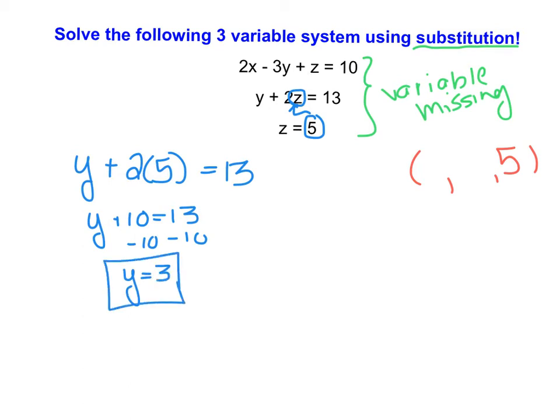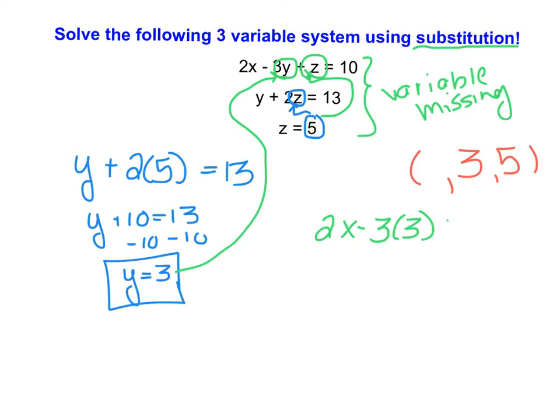So already in just a few seconds, we've found our second variable, and we know that the y value for this ordered triple is equal to 3. And then we can use substitution again and say, well, we know what y is equal to, and we know what z is equal to. So if we substitute those in for y and z in that third equation, we have 2x minus 3 times our y value of 3, plus our z value of 5 is equal to 10. We notice that by utilizing substitution, we now have an equation that only contains one variable. And so we can solve for that one variable.